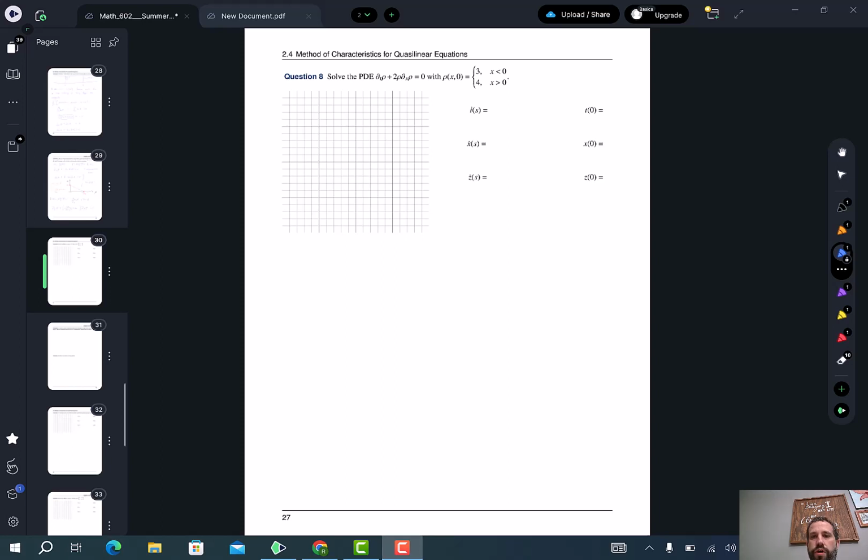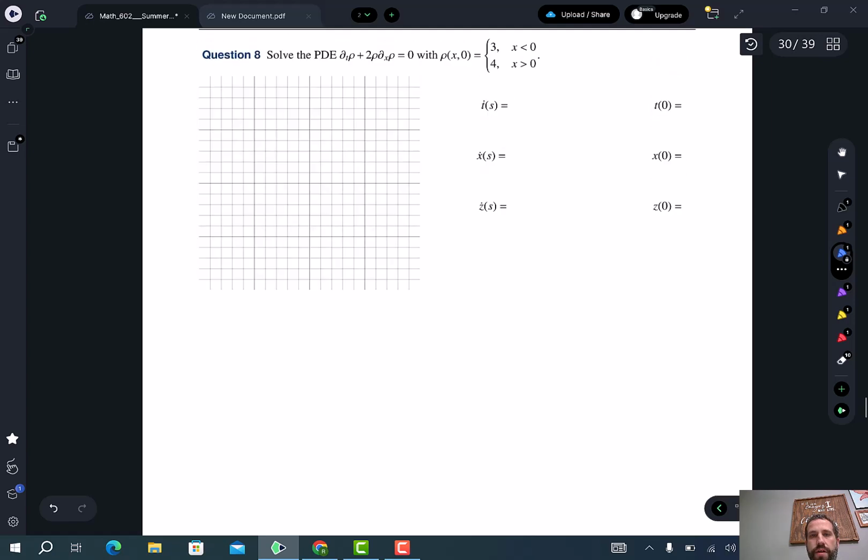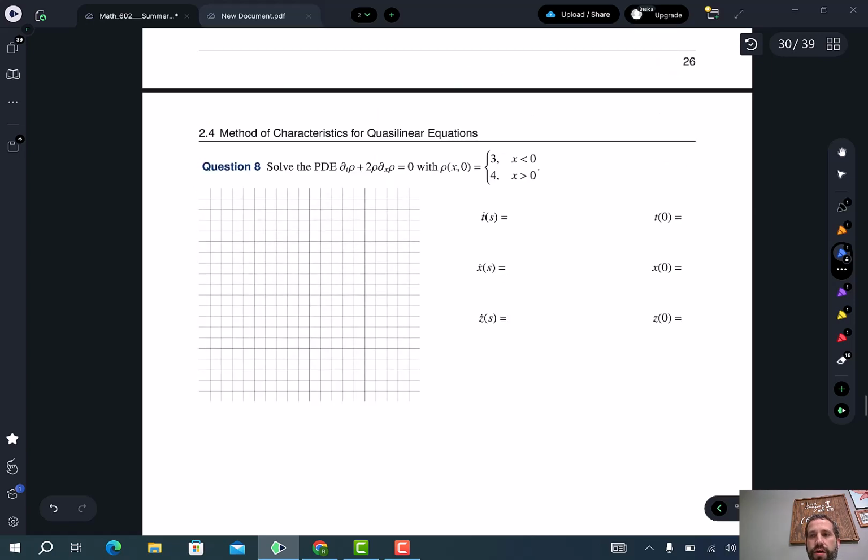Okay, so now we want to solve this PDE. And as I mentioned, the interesting thing going on here is that it's a quasi-linear PDE. And also, as I mentioned, that's going to be a 2. This will be a 1. And that will be a 2.